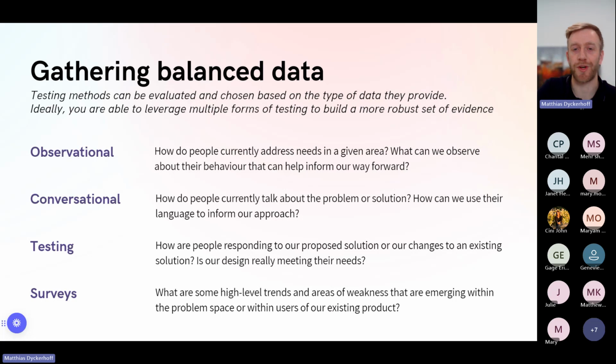And you also want to have a balanced data set when you're doing this. So especially, this is more of a later stage testing approach. But you want to have these four types of data, observational, conversational, testing, surveys, at your disposal for testing. Observational is really important early on for problem identification. That's when you're observing people's behavior through ethnographic research, or even tracking on a website.